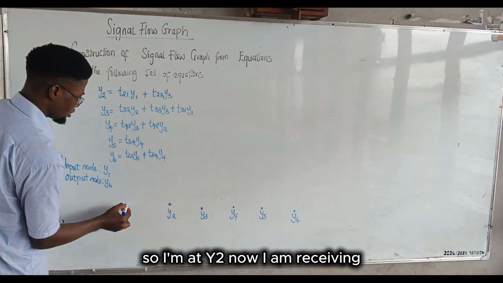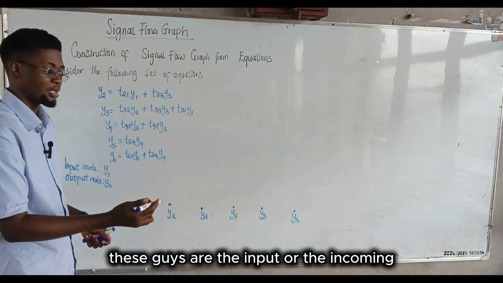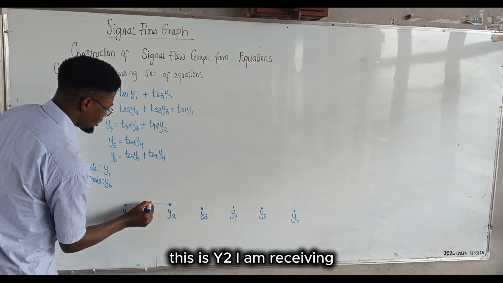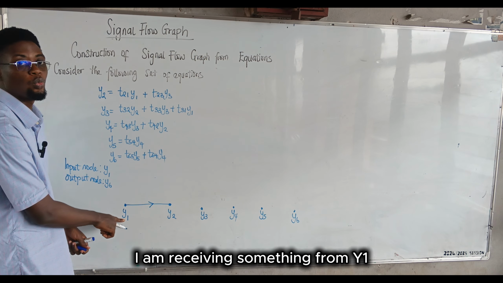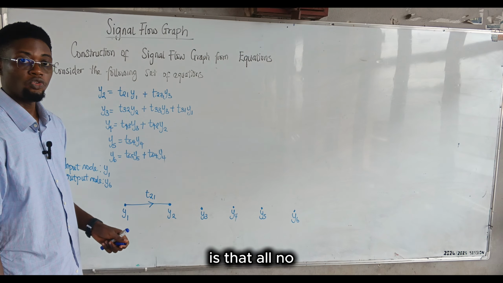I am receiving. That means Y2 is the output. These guys are the input or the incoming. So see what I'll do. At Y2, this is Y2, I am receiving. So see the arrow. At Y2, I am receiving something from Y1. What am I receiving from Y1? T21. Is that all? No.